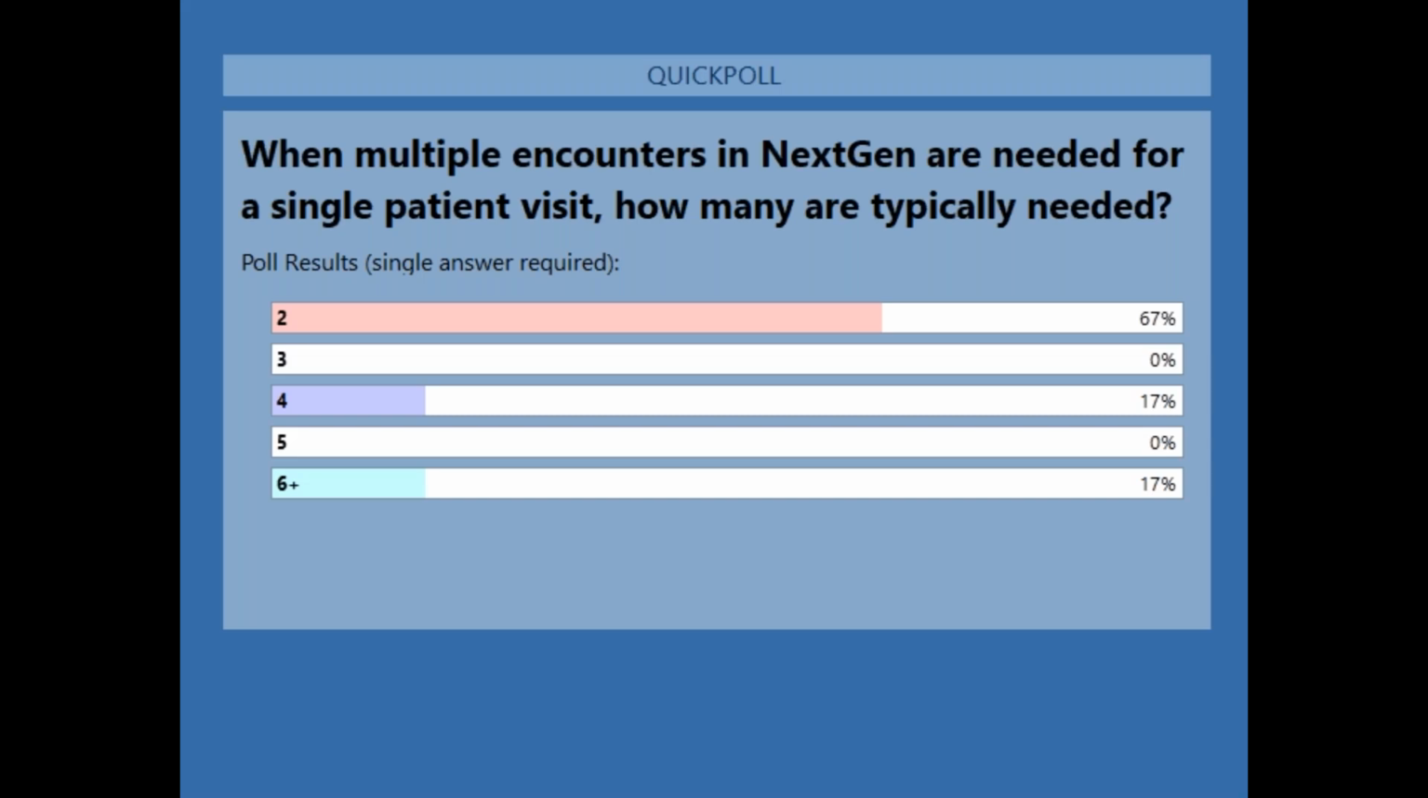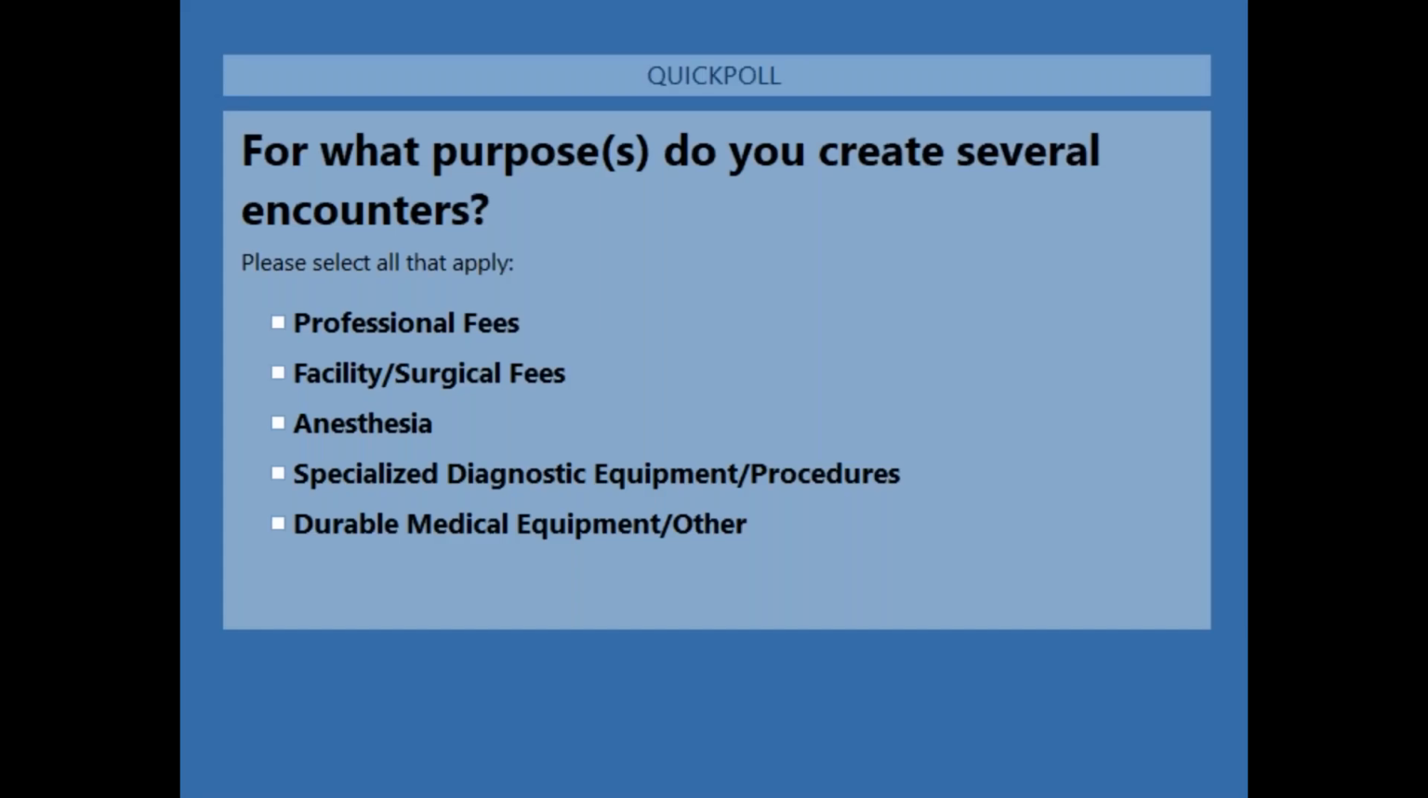And we'll do the second quick one. Similar question, but totally different. This one asks, for what purposes do you create several encounters? You can select all that apply. We have professional fees, facility surgical fees, anesthesia, specialized diagnostic equipment or procedures, or durable medical equipment / other. I hated combining that last one, but that is the constraint we have in this technology platform: we could only have 5. So we'll give everybody another few seconds to finish voting.